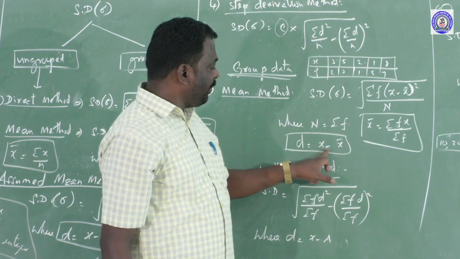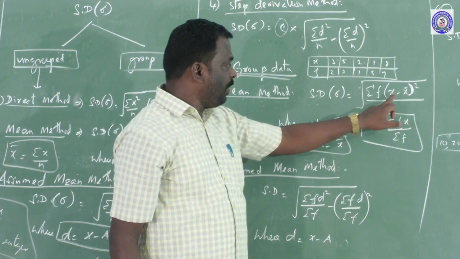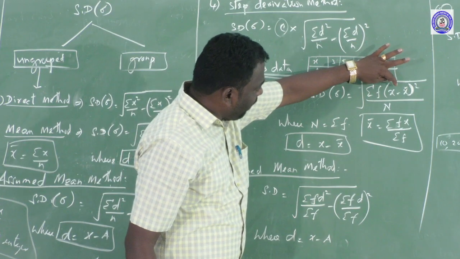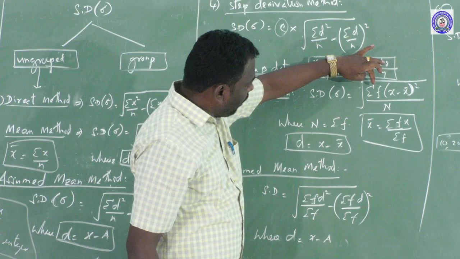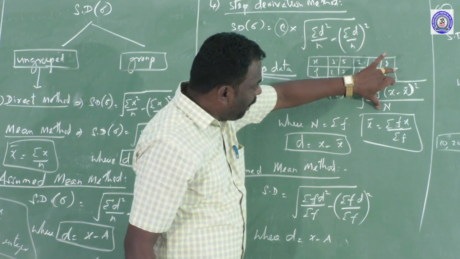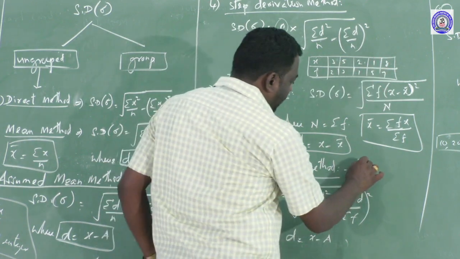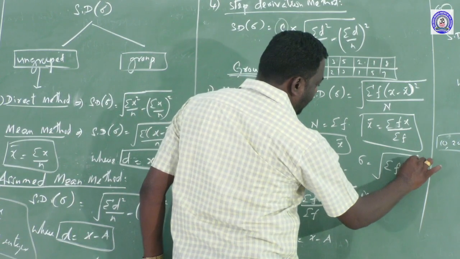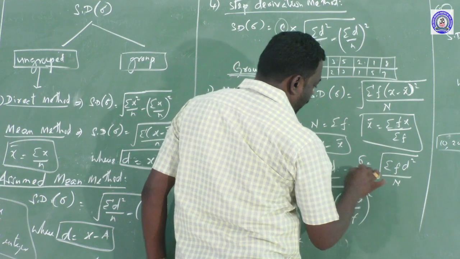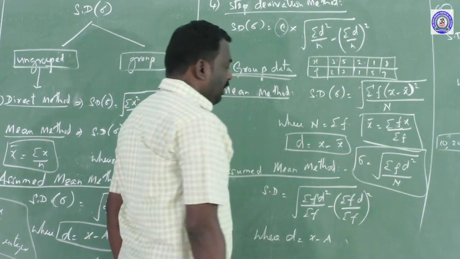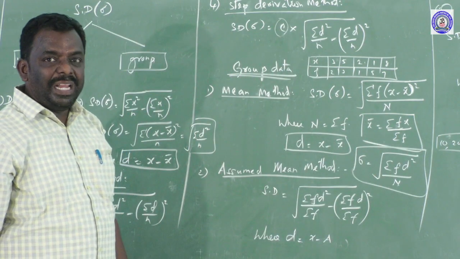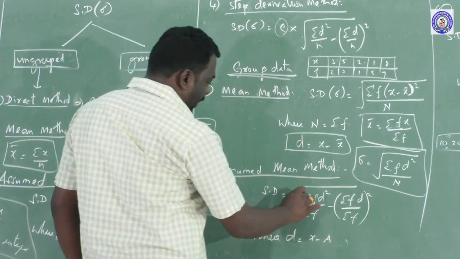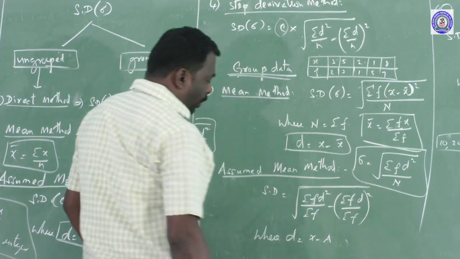Here d equals x minus x bar. Therefore, the square root of summation f times (x minus x bar), where x minus x bar is d, gives summation f d square by N. Therefore, sigma is equal to the square root of summation f d square by capital N. This is the formula to find the standard deviation by the mean method in grouped data.